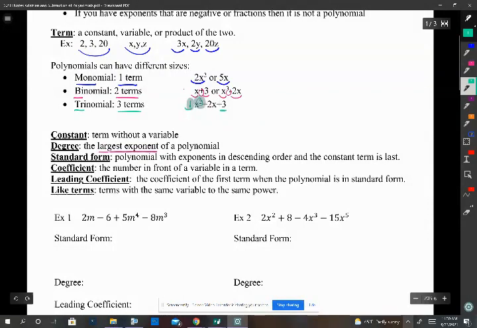All right, so hopefully that makes sense. Great, so again, here's our 3 terms. Like terms are terms with the same letter to the same power, and those are the ones that we can combine. And we combine the numbers that are in front of it, taking the sign that's in front.